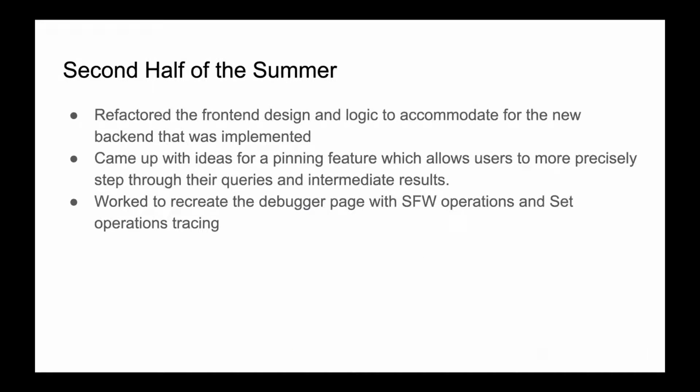All right, as we moved on to the second half of the summer and got more comfortable with the code base, we had a new backend that we needed to implement. So our main goal for the second half was refactoring the front-end design and logic to accommodate this new backend. In addition, we came up with additional ideas that could be improved with our new backend, since we got new information that was previously not obtained. Most of our time was spent recreating the debugger page with the select-from-where operations and the set operations tracing.